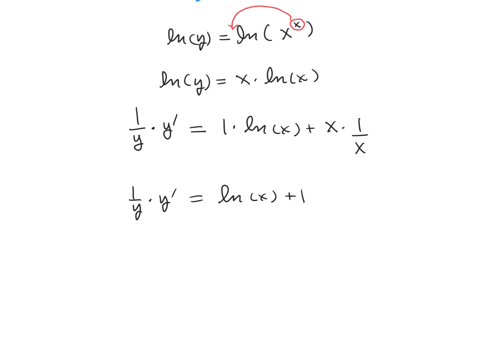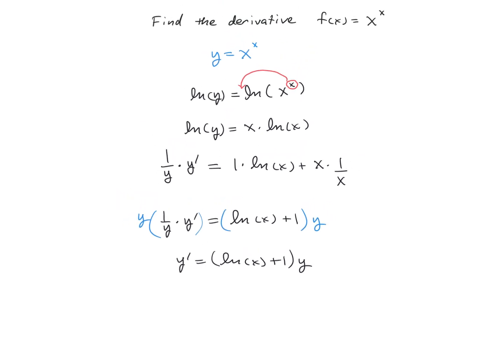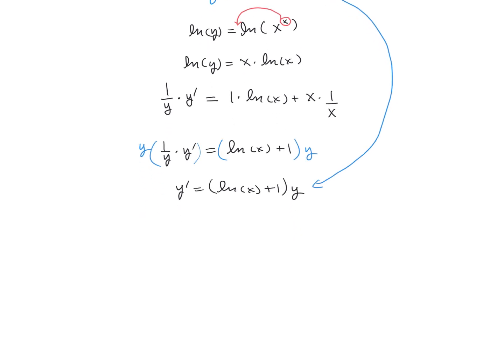And now we can solve for y prime by multiplying both sides by y. In doing so, we're going to get y prime by itself is the natural log of x plus 1 times y. We cannot keep our answer in this form because we're the ones that came up with y. It was not part of the original posed problem. So we need to use the fact that y is equal to x to the x power and make that replacement here at the end of the problem.